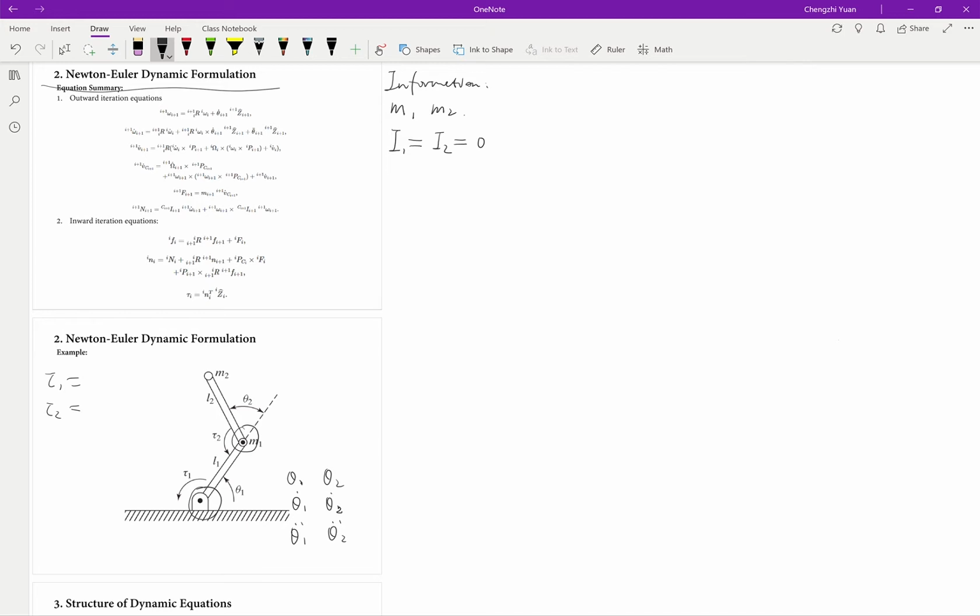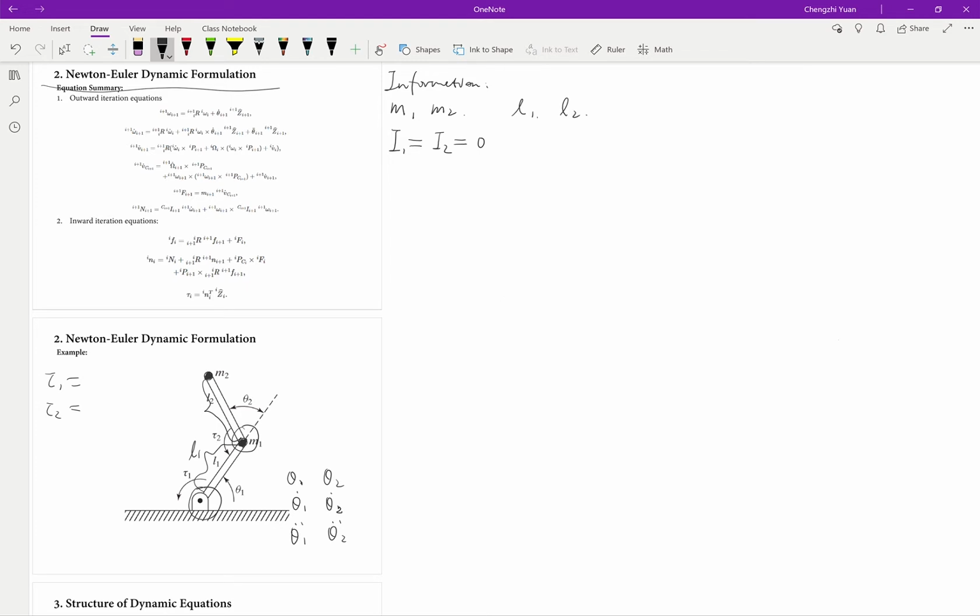We also assume the center of mass of link 1 is located at the tip point of the first link, and the center of mass of the second link is located at the tip point of the second link, here. The length of the second link is L2, and the length of the first link is L1. So L1, L2 are the link lengths.